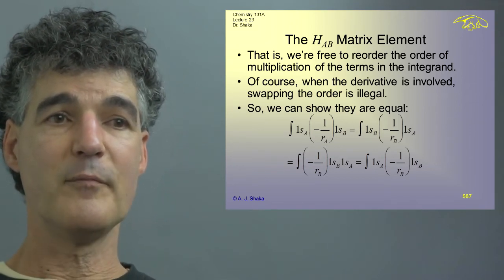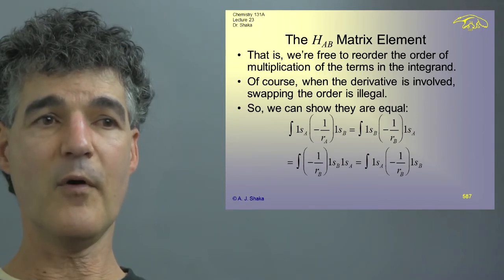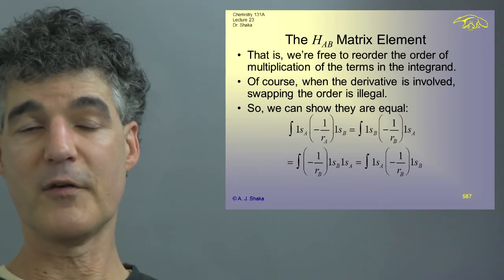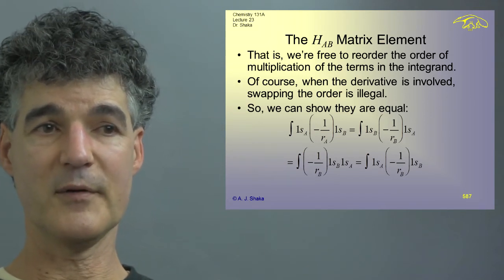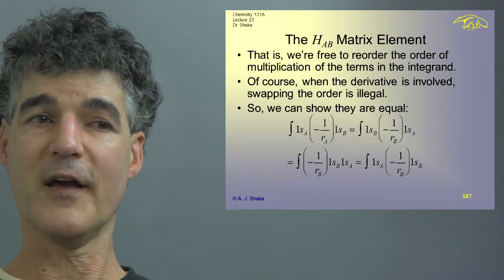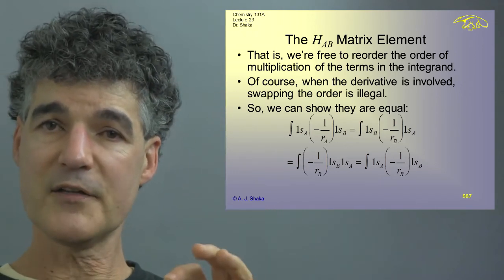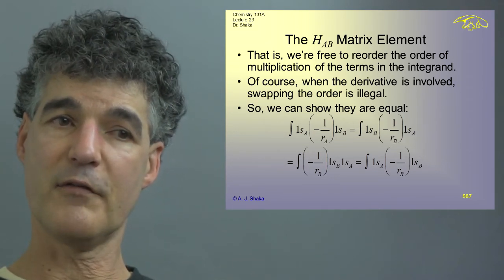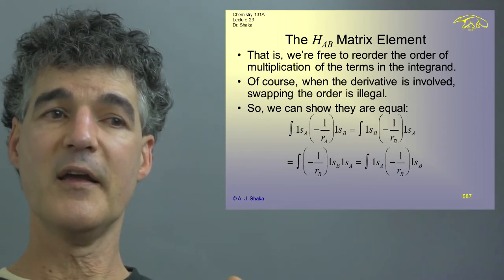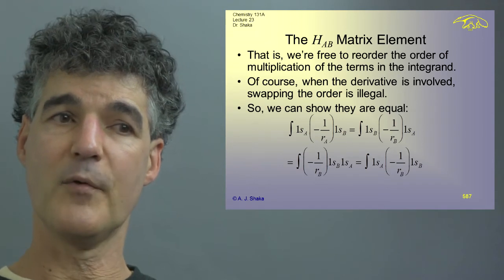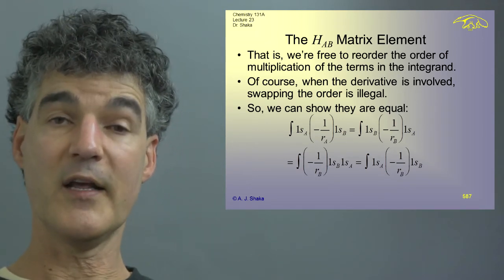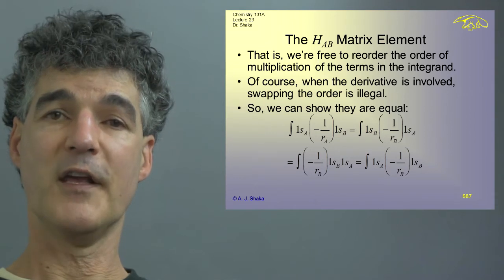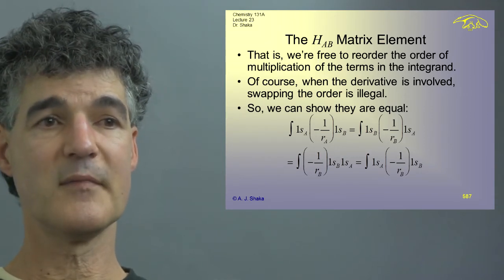And therefore, I'm free to reorder the things any way I want, unlike the case where I might have a derivative, where if I just take the function away from the derivative, then I end up with an illegal operation. So here what I've done is start out with 1SA, minus 1 over RA, 1SB. I've swapped the labels, and then I've just rearranged the order of the 3 things, and I can show that 1SA times minus 1 over R sub A, 1SB is exactly the same as 1SA, minus 1 over R sub B, 1SB. Therefore, I'm only going to do one of the integrals, and then I'm just going to multiply by 2 at the end.